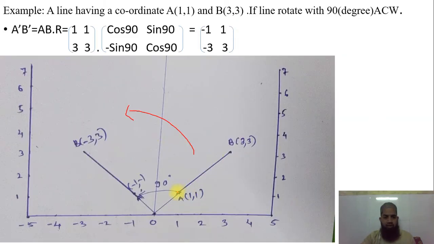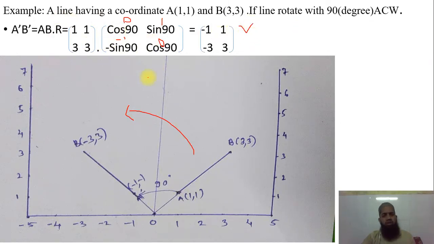So here it is rotating from here to here with the angle of 90, and here cos 90, sin 90, minus sin 90, cos 90. I have written it down directly, but if you want to write it down: cos 90 is 0, sin 90 is 1, minus sin 90 is minus 1, and again cos 90 is 0. Once you multiply both matrices, you will get a final matrix.